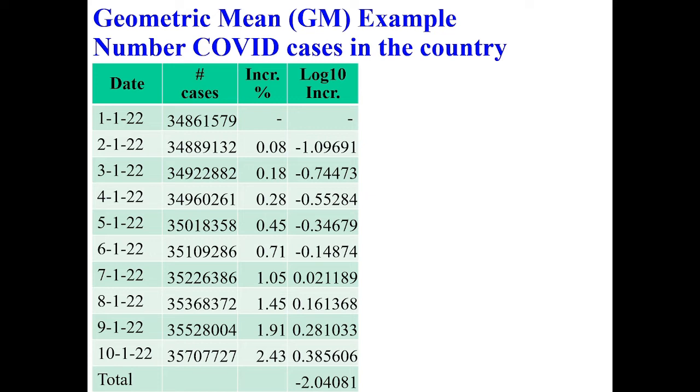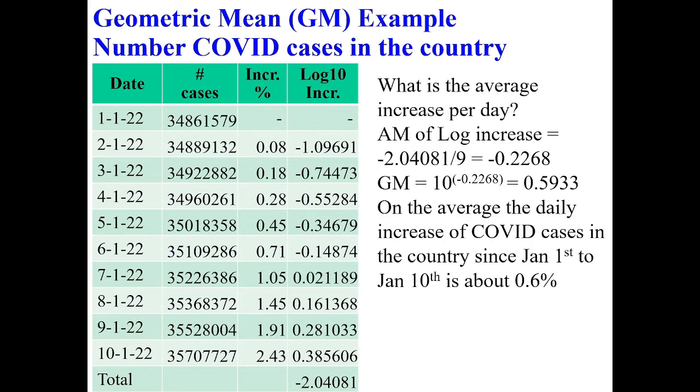Take the log of this. So for 0.08, the log is minus 1.09691. Like that, you have taken it for all 10 days. They add up to minus 2.04081. That is the sum of all the increases from January 1 for the 9 days.